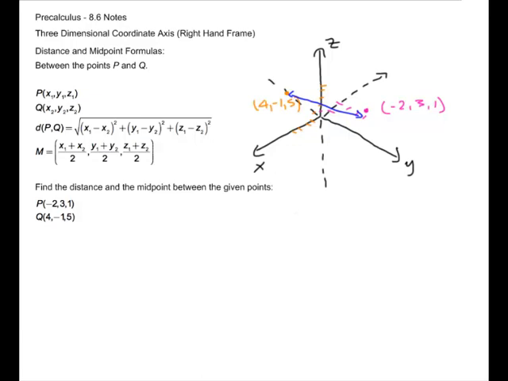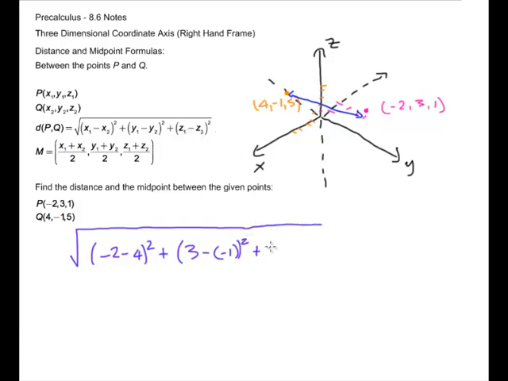And the distance formula doesn't change from what you've already done previously. It's going to be the square root of, and then I'm going to have in there x minus x, and the order needs to stay the same. So negative 2 minus 4 squared plus y minus y, 3 minus negative 1 squared, plus z minus z, 1 minus 5 squared. And we're just going to work all these out.